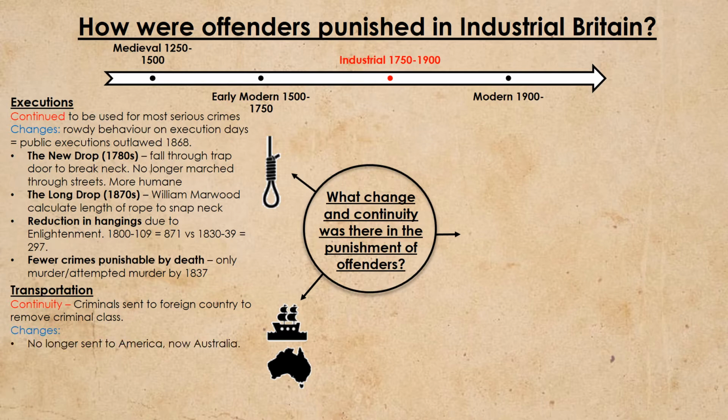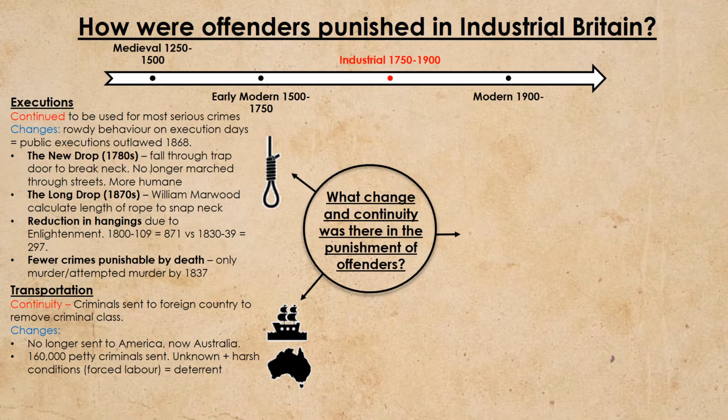However, there are changes to transportation during this time period because the government in America get their independence from the British Empire, so they turn around and they say to the British government, we no longer want your criminals, you need to send them elsewhere. So the British government decide to send them to Australia. So that's the first big change in terms of transportation.